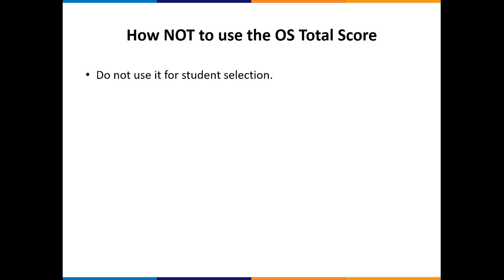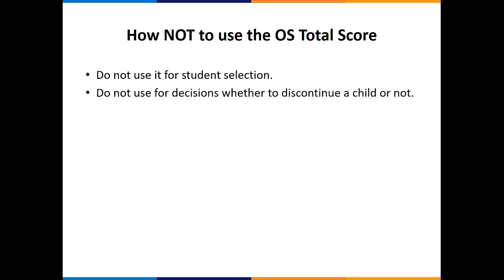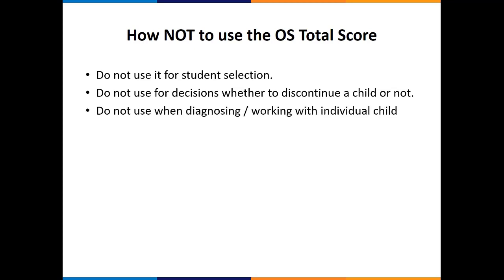First of all, we do not use it for student selection. Reading and teacher leaders, I know you take this to heart already, and it's one of these things that we want to make sure that school district administrators and teams understand themselves. We don't use it for student selection. Reading Recovery already has a very good and well-tested, very sensitive selection process. And likewise, we don't use it for decisions whether or not to discontinue children. You have a process that's defined by teacher observation and data, but it's also informed by teacher experience. So we don't use the OS total score for that.